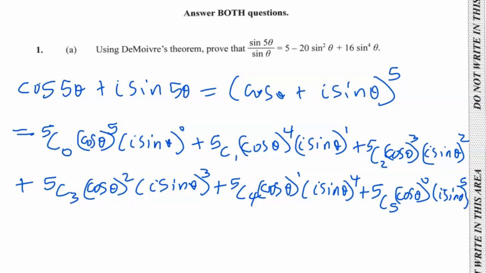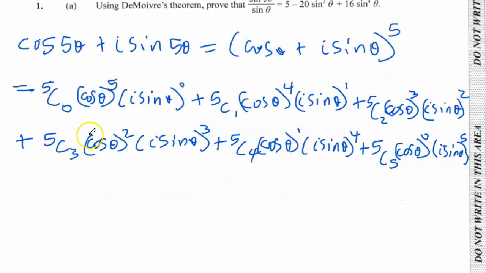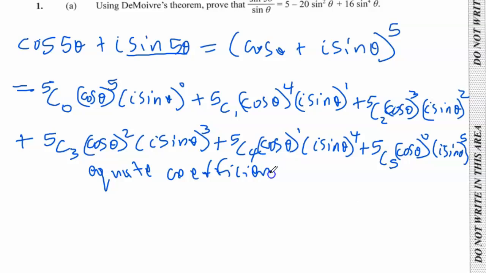Alright, let's simplify. Now remember, we're only interested in finding sin 5θ, which represents the coefficient of the i. So we can equate coefficients of the i. So we only want the imaginary part on both sides. On the left hand side, the coefficient of the i is sin 5θ. And on the right hand side, we're only interested in the terms with i.